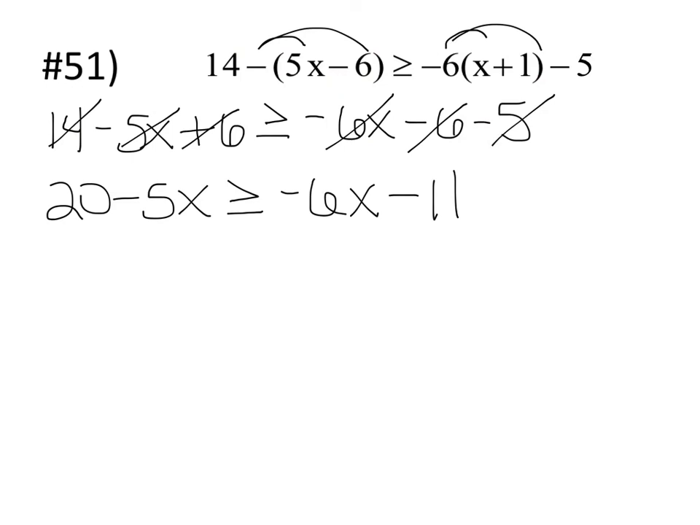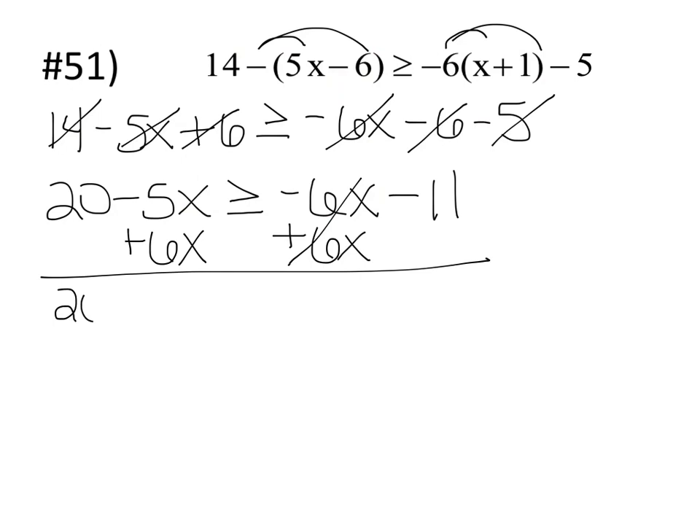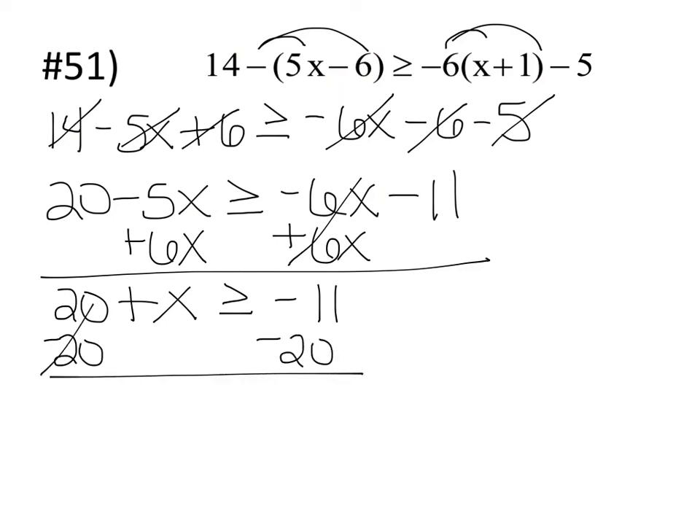Now we're going to move our smaller x to our larger x, right? Which one's smaller? Actually, in this case, the negative 6x is smaller. So we're going to do the opposite. We're going to add 6x to both sides, leaving me 20 plus x, because negative 5 plus 6 is 1, is greater than or equal to negative 11. Now we're going to isolate our variable. We're going to subtract 20 from both sides, giving me x is greater than or equal to negative 31.